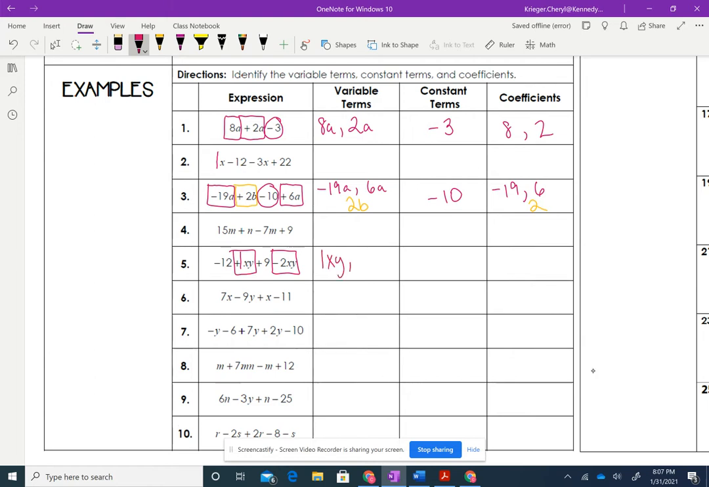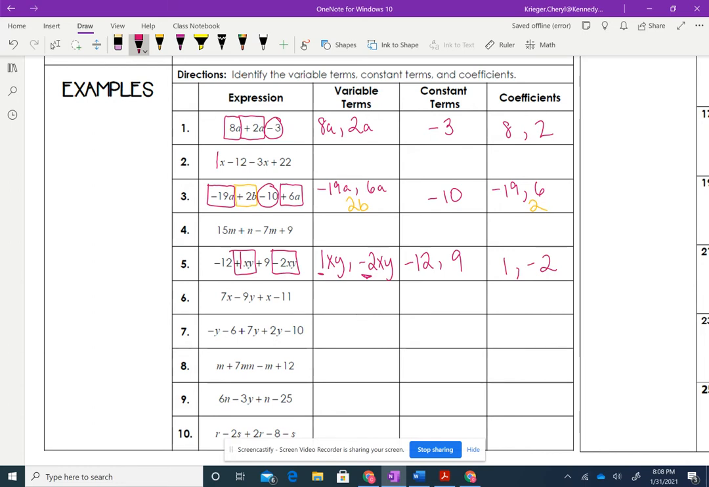So my constant terms are what I didn't put a box around. Sorry, I keep on getting coefficient and constant mixed up. My constant terms are what I didn't put a box around, which are -12 and +9. And here we go. My coefficients, which are the numbers in front of my variables, would be +1 and -2.